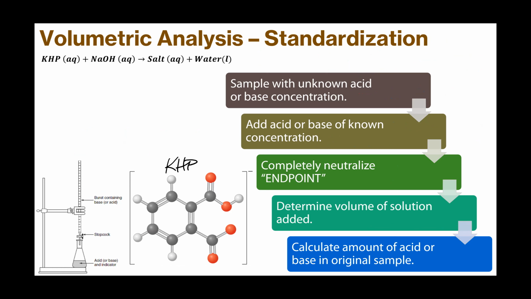It's crazy, but it's an ion of a diprotic acid. There's another ionizable hydrogen right here, and this functions as a monoprotic acid. This is typically used in standardization. So you'll use a known amount, known grams of KHP in solution.